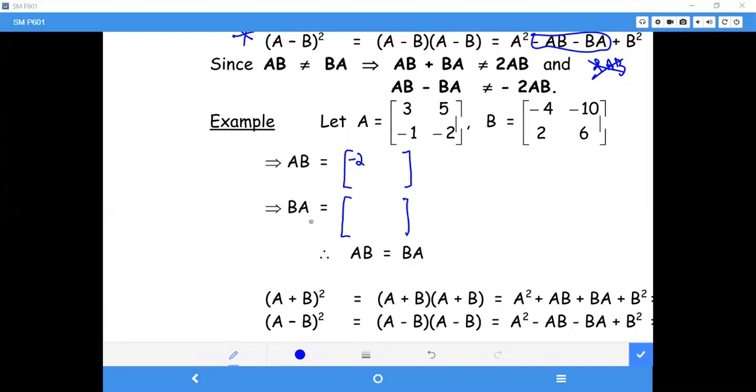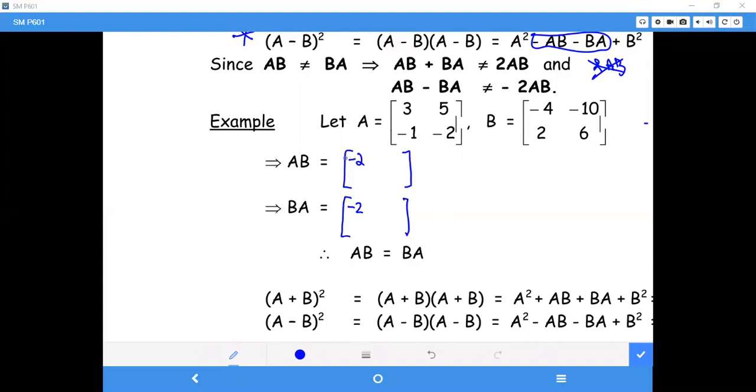Okay, let's see BA. You want to get the first member of BA, then you go first row, multiply with the first column. Okay, -4 times 3, that is -12, right? And then 2 times 5 is 10, so -12 and 10 is -2. Uh-oh. First one equal already, but that is only 25%. You still have to do more of the other 75%, right?